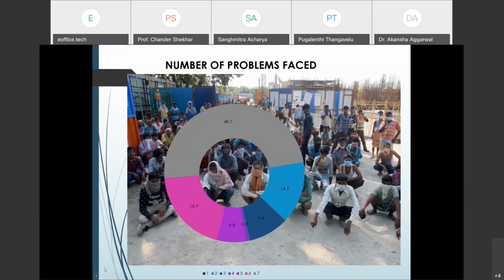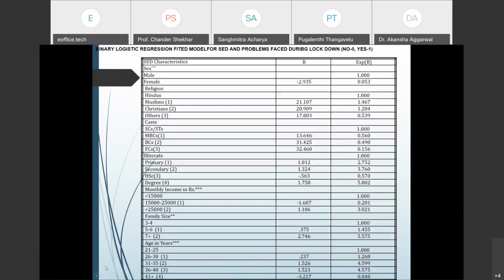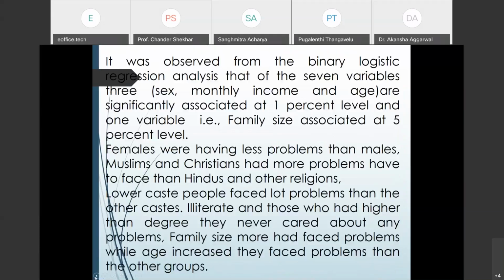Next slide, sir. Next slide, please. Sir, next slide. Yes. Then I used that binary logistic regression with all the socioeconomic variables. Asha, just show the table before that.